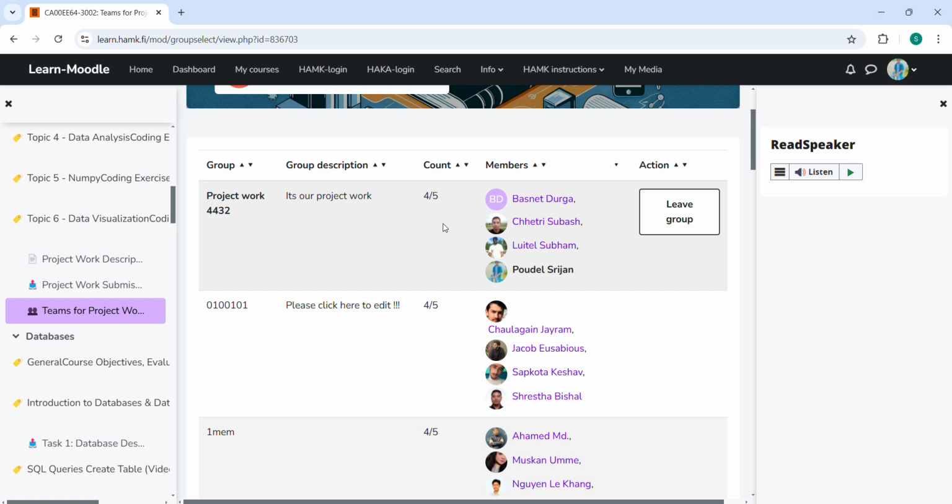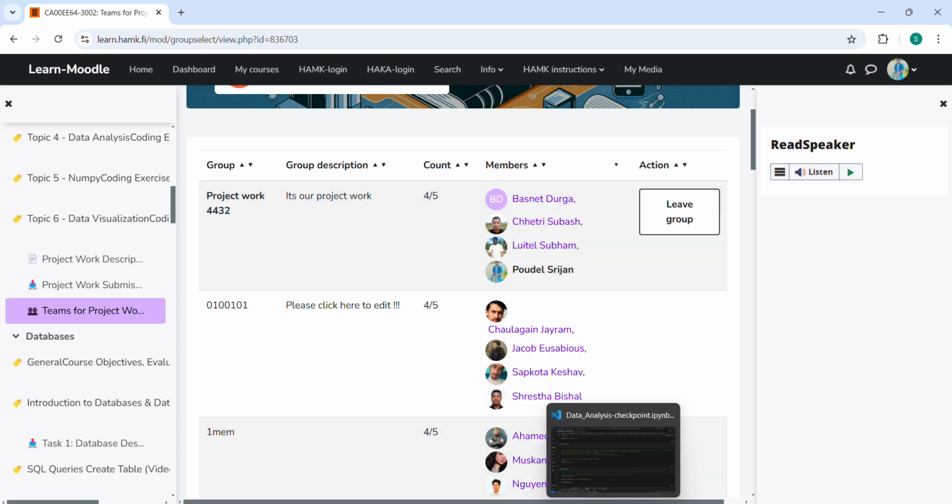In our team we have me, Srijan Poudel. I will be covering the dataset overview and initial exploration. Next we have Durga Bahadur Basnet. He will explain the data processing steps. And we have Subham Luitel. He will take you through the statistical analysis and calculations. And next we have Subash Chhetri. He will demonstrate the visualizations and insights we drew from the analysis.